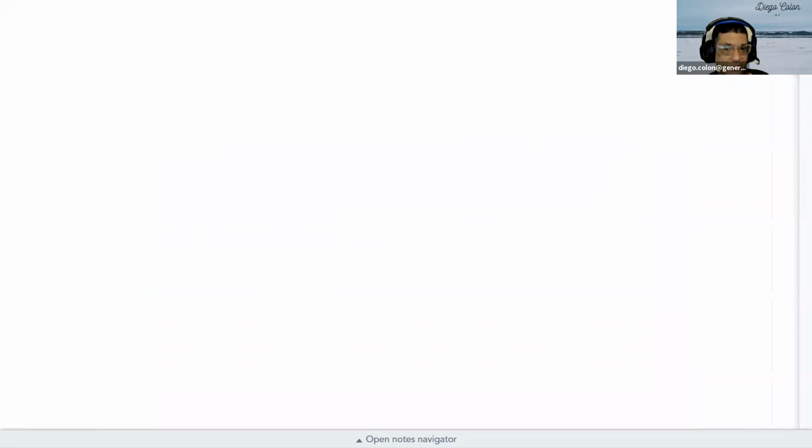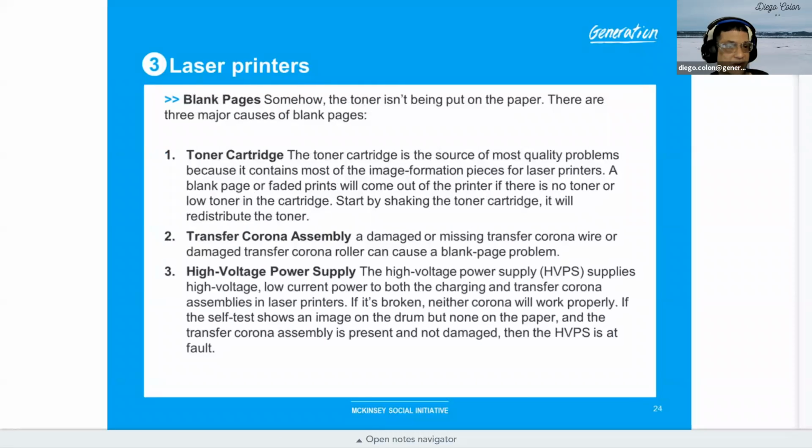Instructions usually come, everyone has a different way of doing it, obviously. For blank pages themselves, check the toner cartridge, obviously, maybe shake it around, and ensure that it does have toner. The only other issue that could create that, as we stated before, is that the transfer corona assembly could actually be damaged, creating obviously an actual blank page.